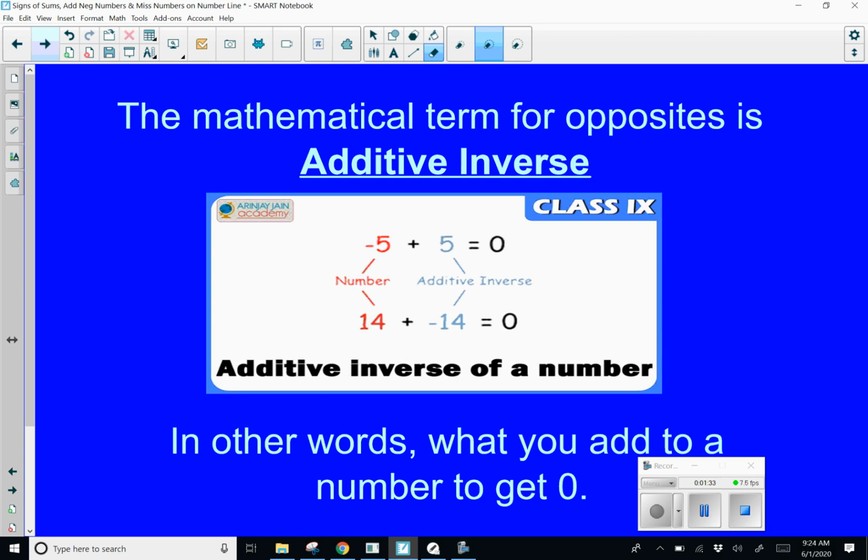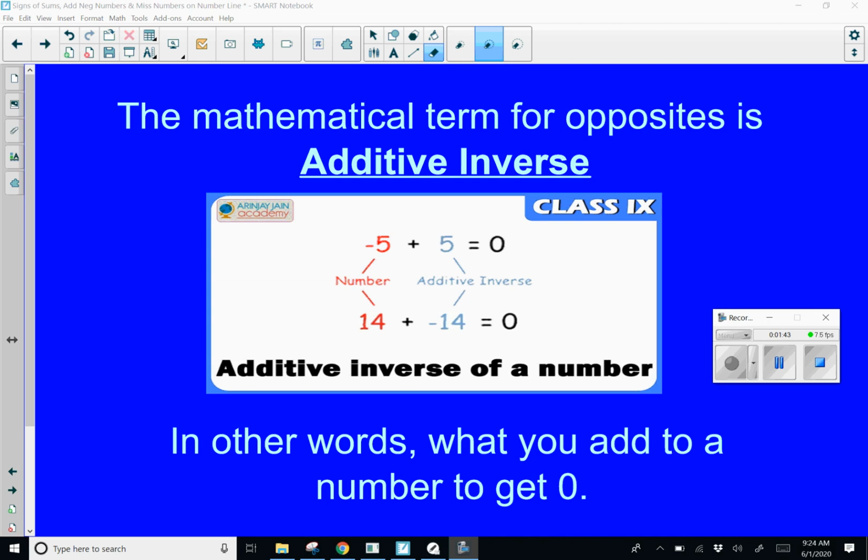The last term I want to talk to you about is what's called an additive inverse. It's basically another term that we use to refer to opposites. Basically, your additive inverse means that if you take opposite numbers like -5 and +5 and you add them together, you will always get 0, or 14 and -14. So in other words, whatever you add to a number to get 0 is what we call an additive inverse. If I have the number 20, its additive inverse would be -20. If I have the number -10, its additive inverse would be +10.